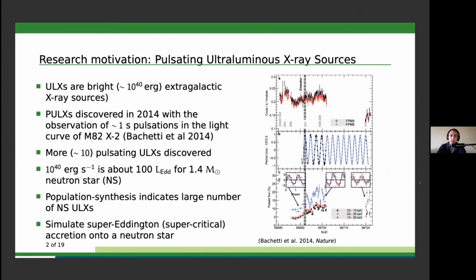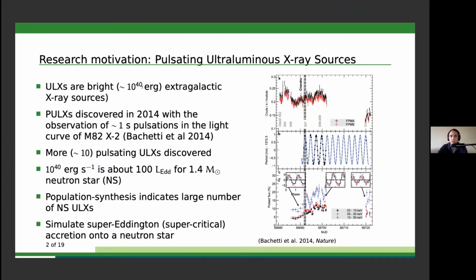ULXs, specifically pulsating ULXs. A ULX is basically a very bright extragalactic X-ray source. They're usually something around 10 to the 40 ergs, maybe 10 to the 39, 10 to the 41. Really quite bright, and they're not associated with galactic centers, so they're just in the outer parts of galaxies.